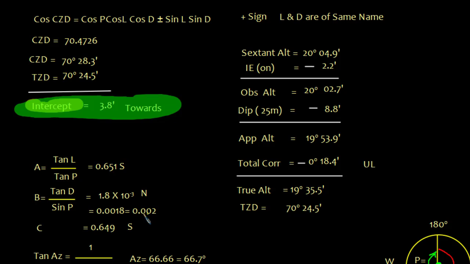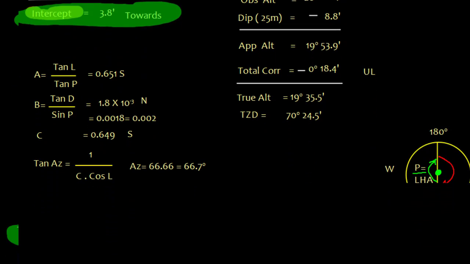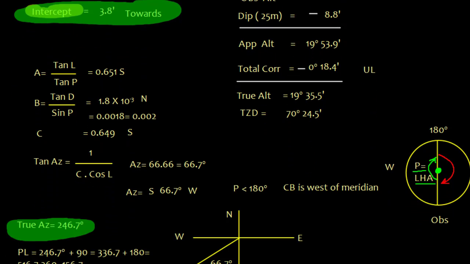So we have the C, this is south, this is north. So for C we need to subtract 0.649, and the south value is more. Then we get to find tan azimuth. Tan azimuth is equal to 1 upon C cos latitude. So azimuth is 66.66 or 66.7 degree. This is the value we have.